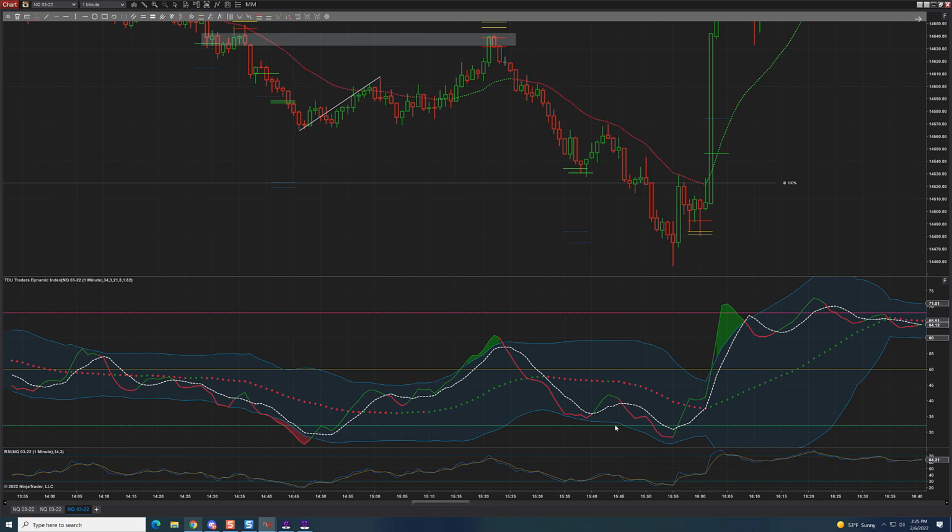So look here. So here's the retrace. Here it is right here. We can't even make the 21. Can't make the center line before we fall over again. Could you have made some money there?